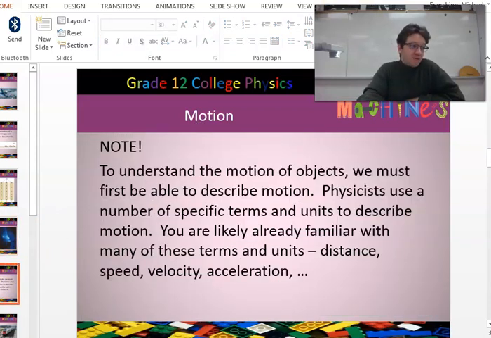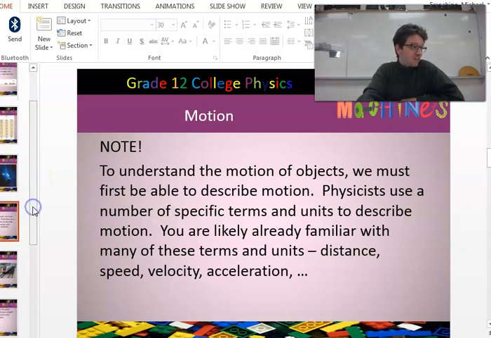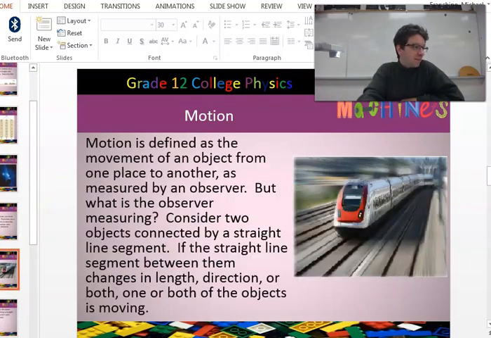So to understand motion, we need to be able to describe motion. So we have lots of terms to describe motion, and a lot of you are familiar with these terms because we use them every day in English. Things like distance, speed, velocity, acceleration. But there are slight differences with how we use them in physics and how we use them in English. And so we're going to go over some of them today and the rest as we move forward with this unit.